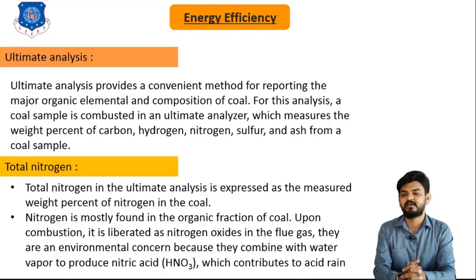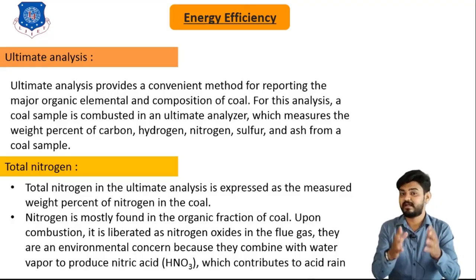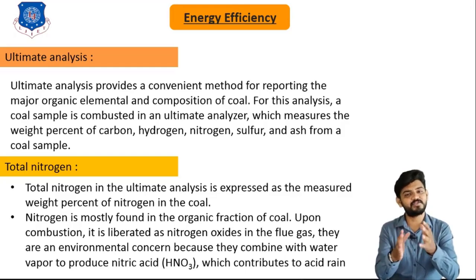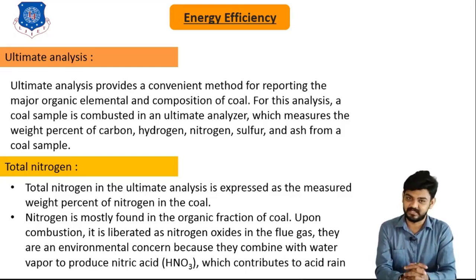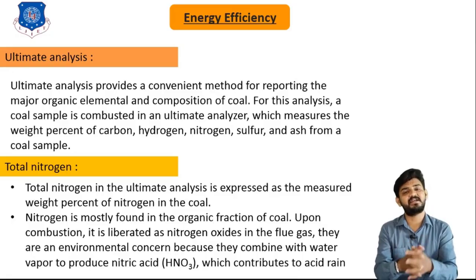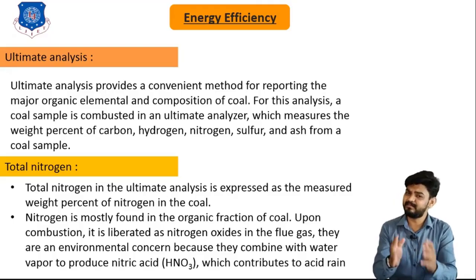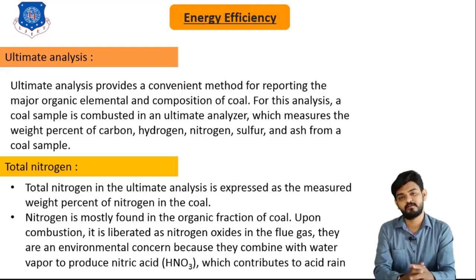Upon combustion, this nitrogen is liberated in the form of nitrogen oxide. This nitrogen oxide reacts with water vapor present in the atmosphere and produces nitric acid. This nitric acid is an environmental concern since it ultimately produces acid rain. So, we have to minimize the nitrogen content of coal. So, this was about the measurement of nitrogen.